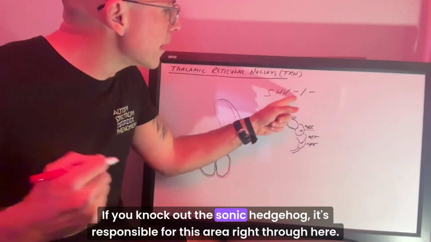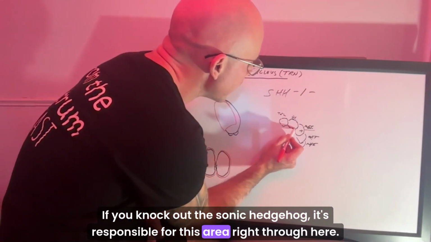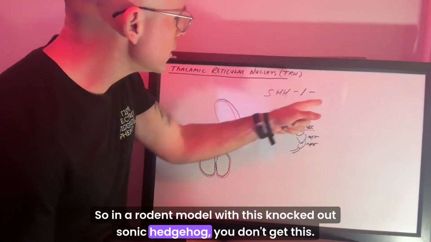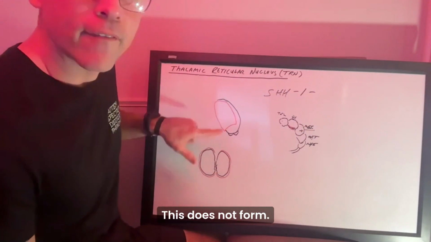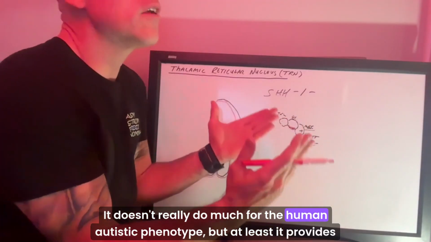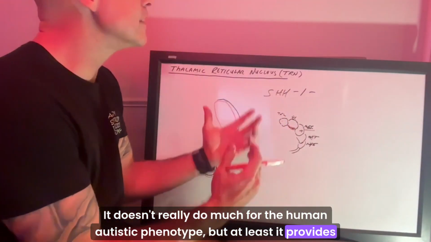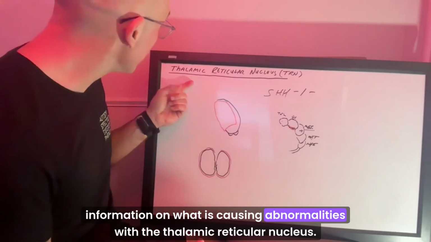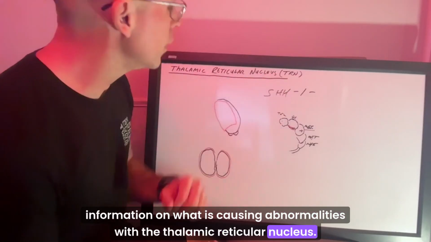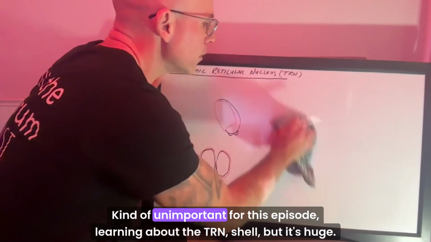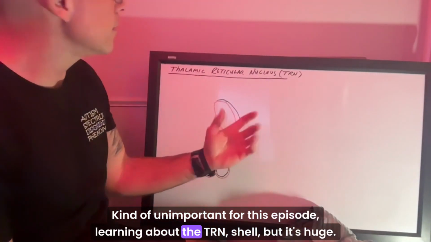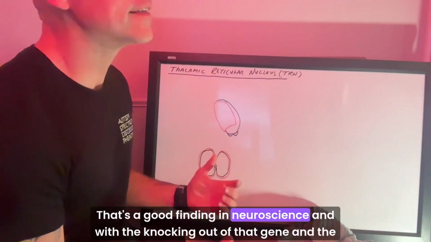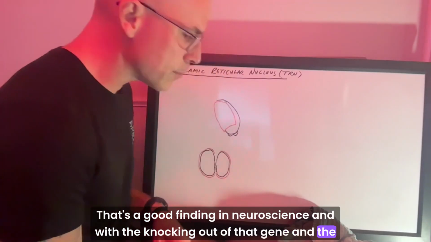If you knock out the Sonic Hedgehog, it's responsible for this area right through here. So in a rodent model with this knocked out Sonic Hedgehog, you don't get this. This does not form. It doesn't really do much for the human autistic phenotype, but at least it provides information on what is causing abnormalities with the Thalamic Reticular Nucleus. Okay, so it's kind of unimportant for this episode, learning about the TRN, this shell, but it's huge. It's a good finding in neuroscience, with the knocking out of that gene and the protein sequencing.